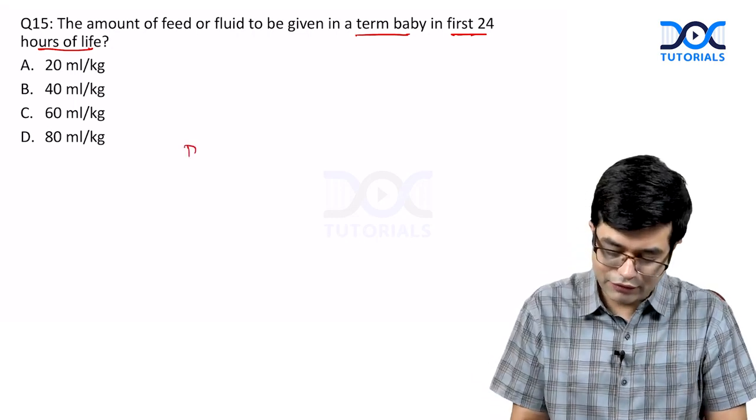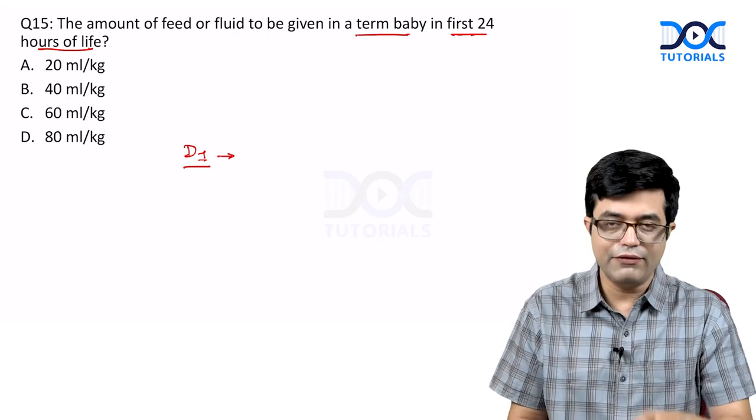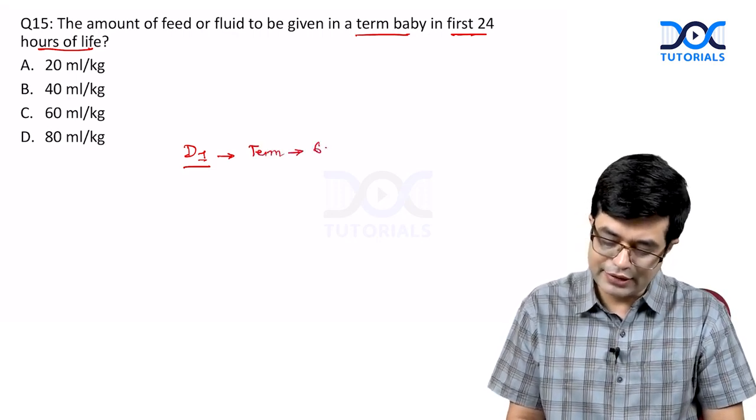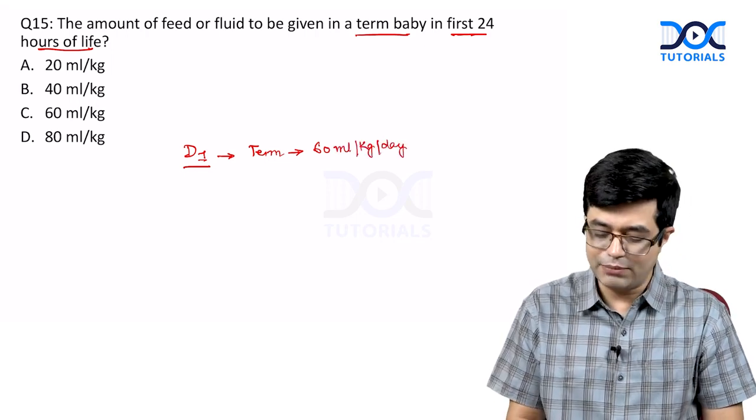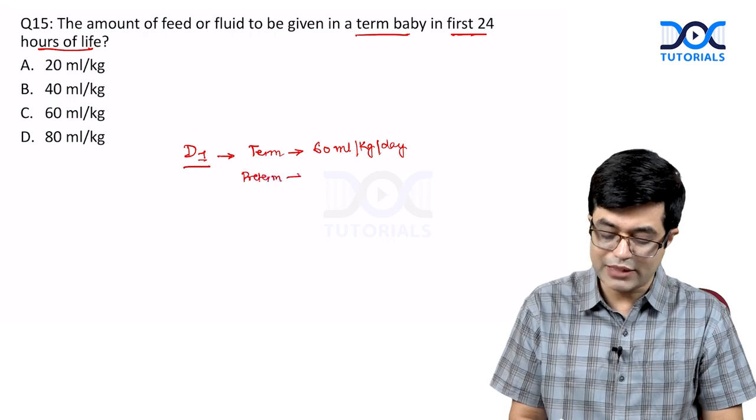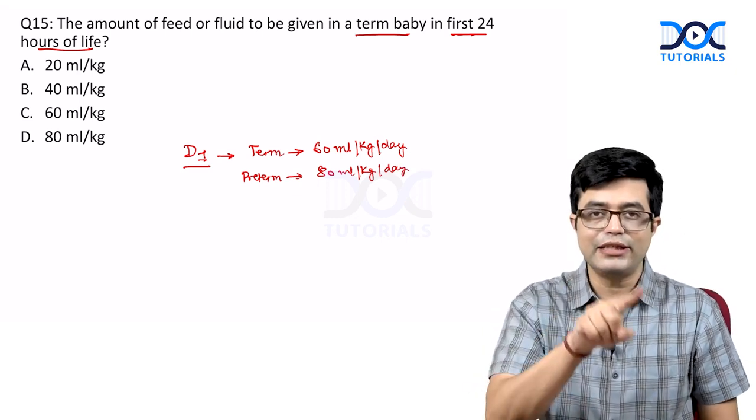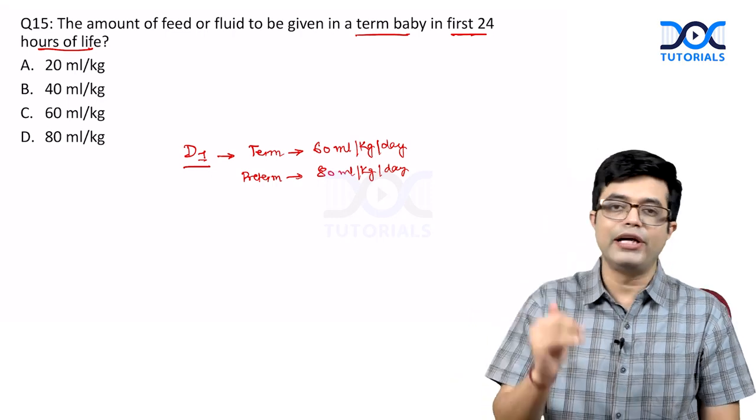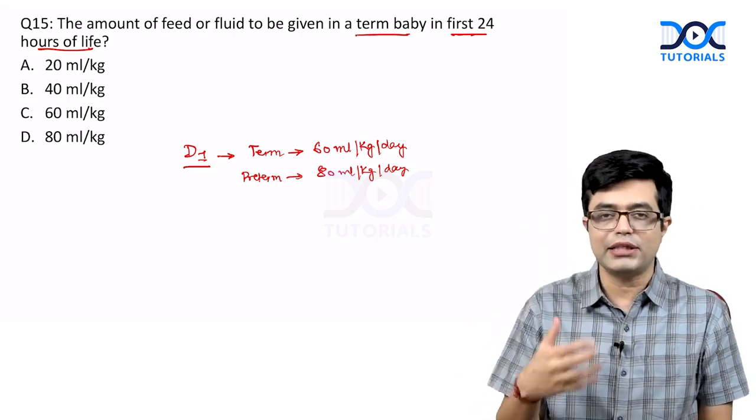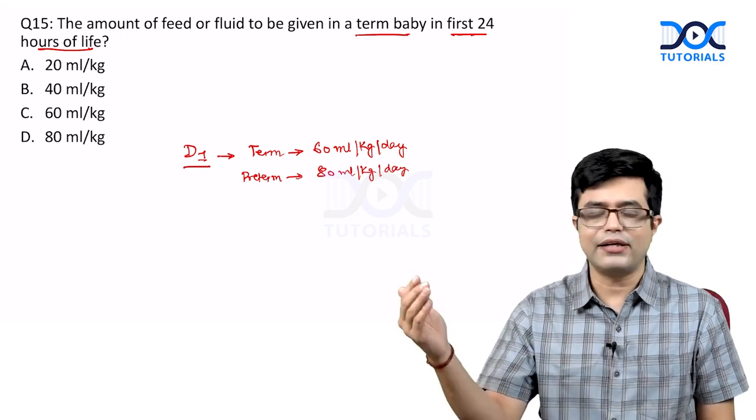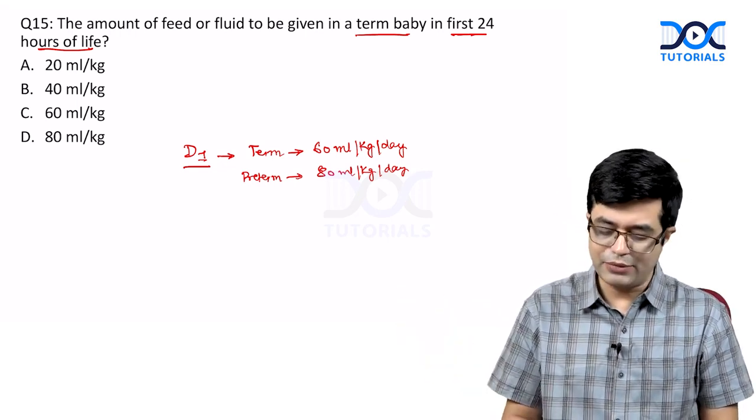Remember that on day 1 of life, if mother's milk is not being given, term baby will be needing 60 ml per kg body weight per day, that is in 24 hours. And preterm baby will be needing, because he has to show catch-up growth, 80 ml per kg body weight per day. So suppose 3 kg child, how much fluid will you give? 60 multiplied by 3, 180 ml in 24 hours. So you will divide it in equal parts and give every 2 hourly if it is an oral feed or a tube feed, and you will set a rate if it is an IV fluid. So term and preterm baby.